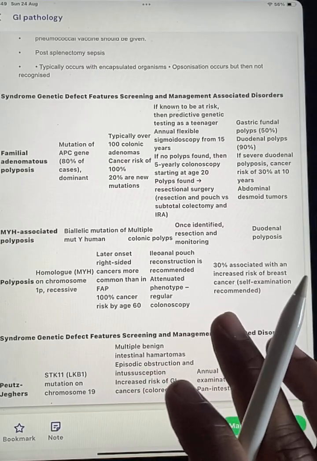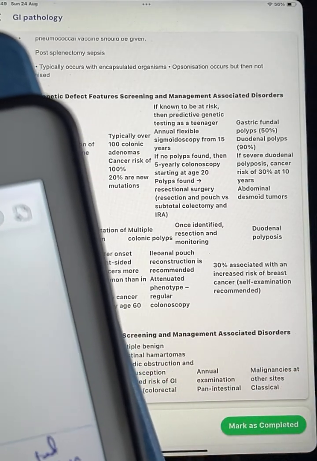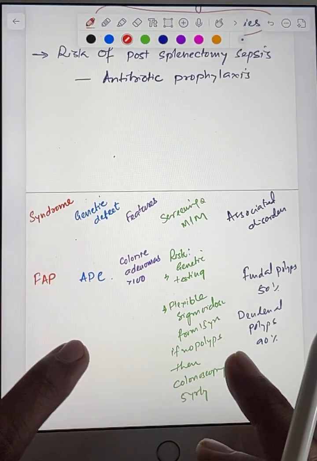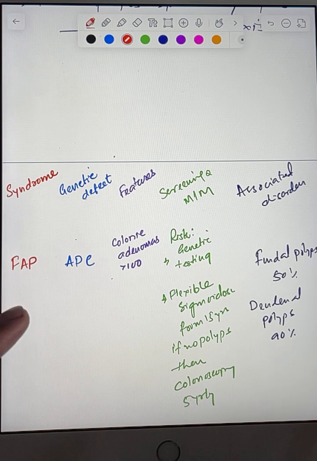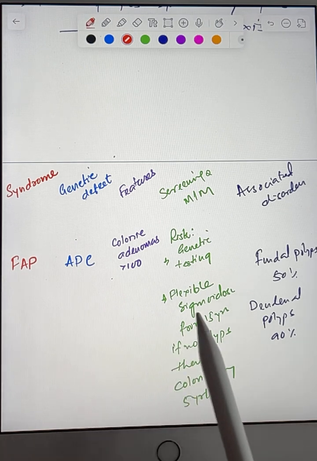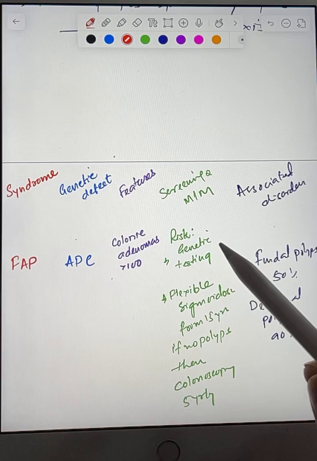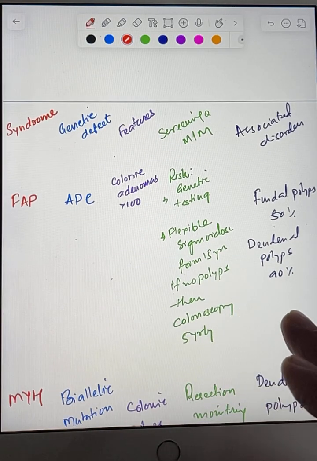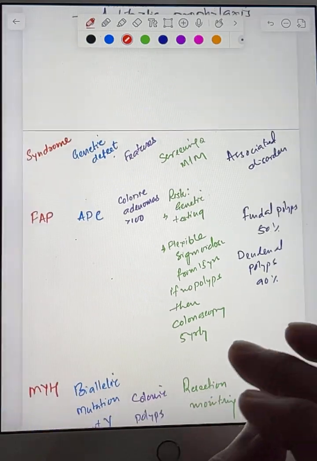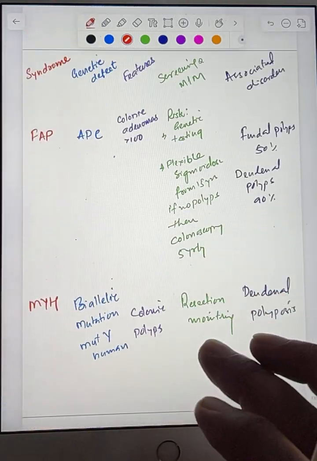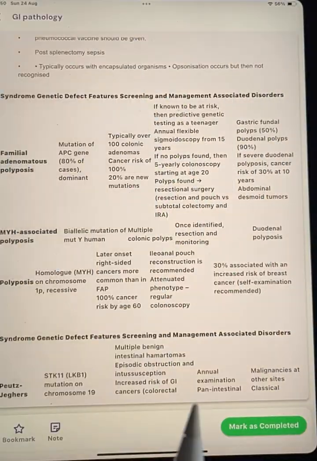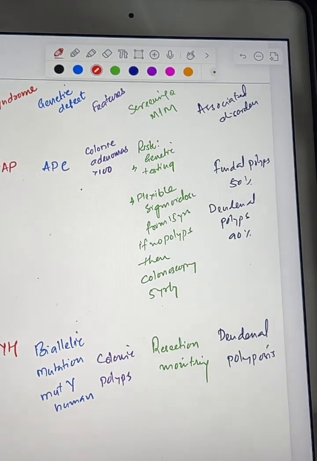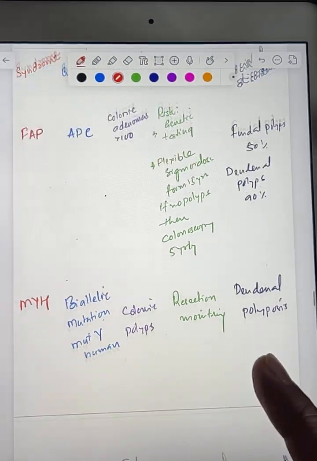Syndromes with a genetic defect, and these are some of the symptoms related to the genetic defect. We have seen colonic familial adenomatous polyposis: APC gene, features colonic adenomas, risk; genetic testing, flexible sigmoidoscopy from 15 years. If no polyp, then colonoscopy. Associated disorders are fundic gland polyps and uterine polyps. The next syndrome is MYH-associated polyposis, biallelic mutation gene, colonic polyp resection, duodenal polyposis.